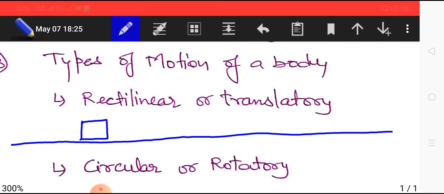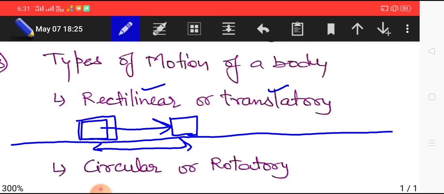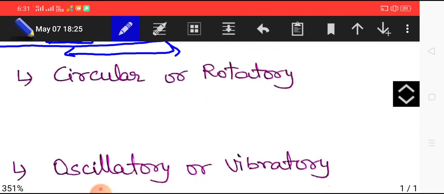Consider a block which is moving in a straight line, its position is changing with time. This is known as rectilinear motion. What is the difference between rectilinear and translatory motion? If the distance covered, there is a very slight difference, is of the order of the size of the object itself, it is known as translatory motion, otherwise it is rectilinear motion. We will explore it further when we study the concept of point mass.